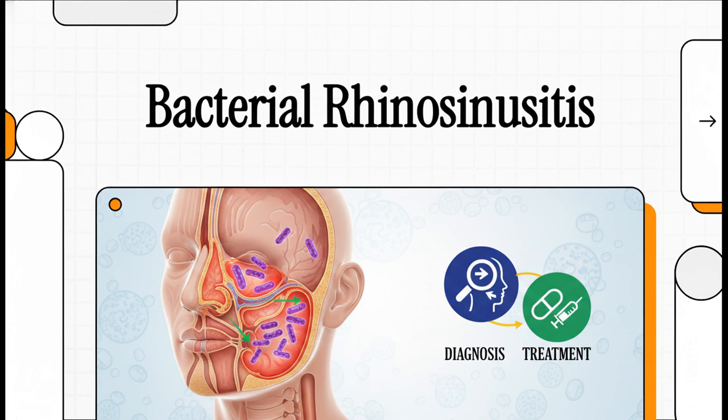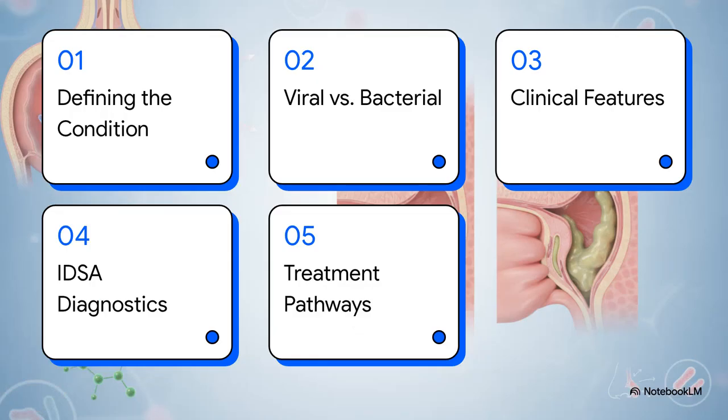Well, we're going to clear up that confusion today. By relying purely on the clinical evidence and guidelines we're about to walk through, we are going to build a rock-solid framework for differentiating a viral from a bacterial etiology. The goal? So you can diagnose with absolute confidence and treat with precision. Let's get into it. Here is our clinical roadmap for today.